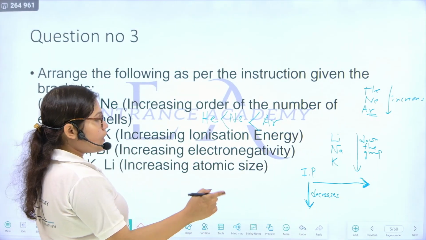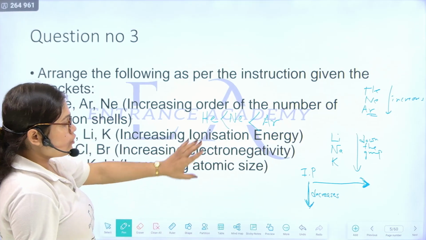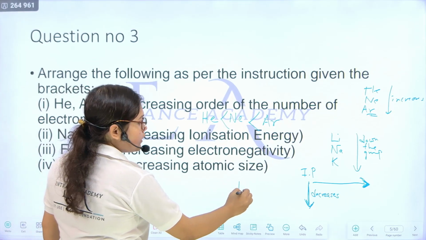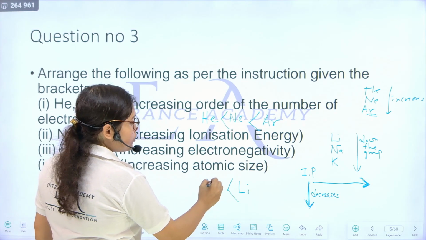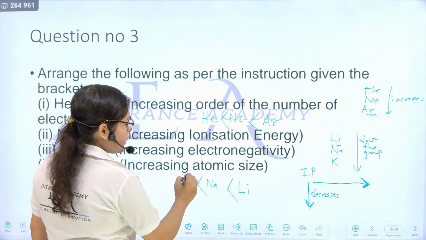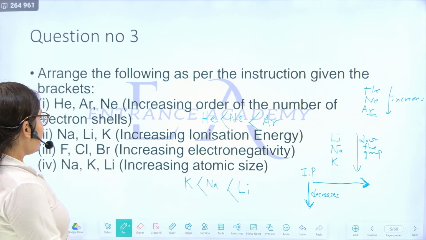So if we need to arrange lithium, sodium and potassium in increasing ionization energy, it is maximum in case of lithium, then sodium, and then potassium. This is the trend.